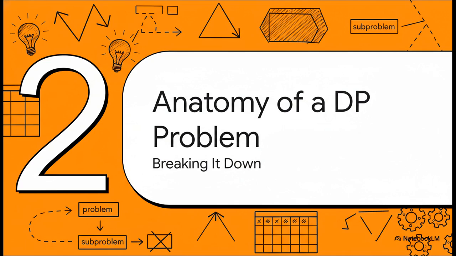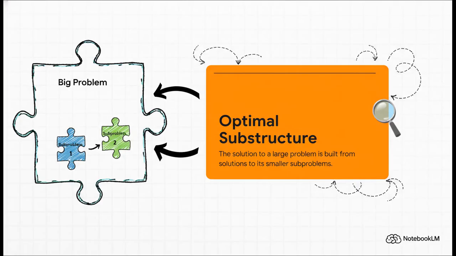Okay, so we've found the villain of the story. It's not our logic. Our logic is fine. It's the recomputation. And realizing that is the first step, because it points us directly to the fundamental structure of a DP problem. There's this fancy term for this. It's called optimal substructure. Don't let the name scare you. It just means that the solution to our big problem, getting to step n, is built from the solutions to smaller, easier problems, getting to step n-1 and n-2.